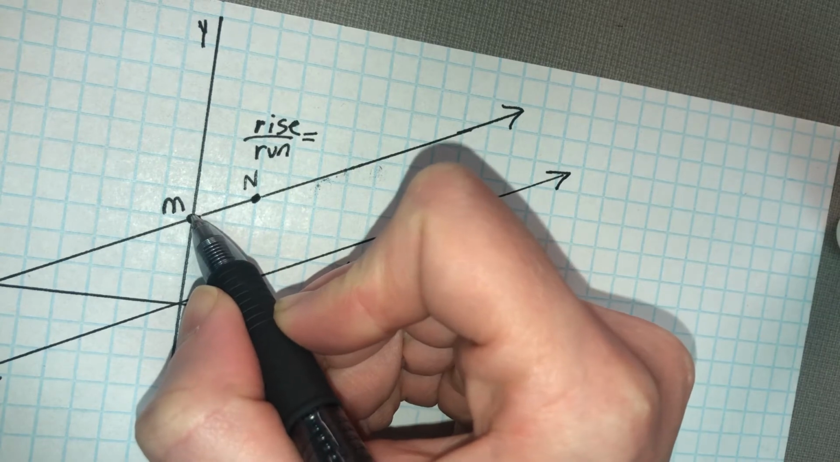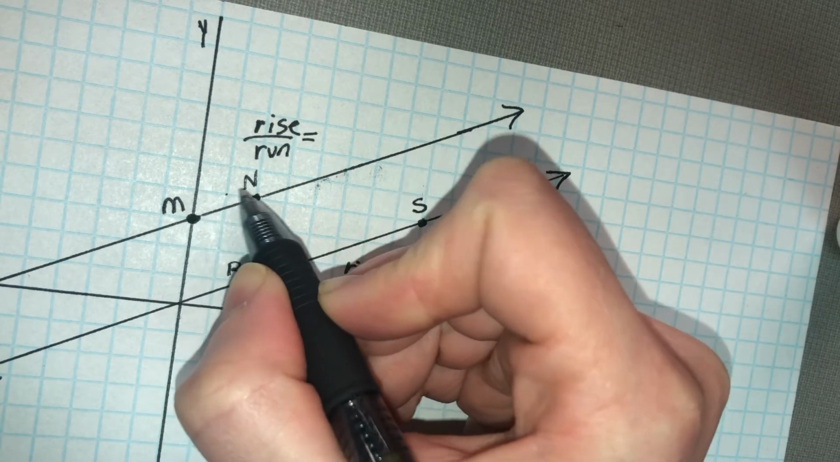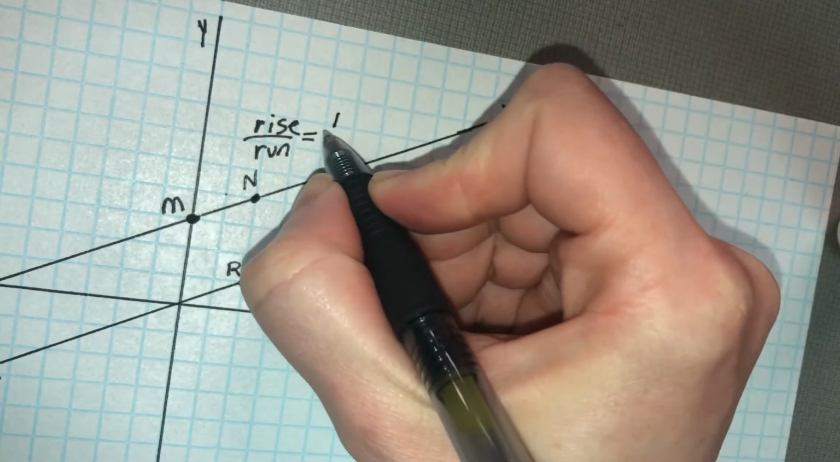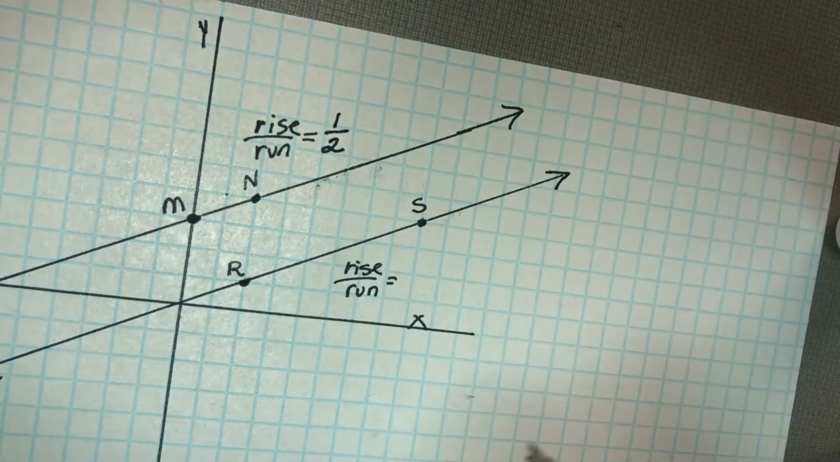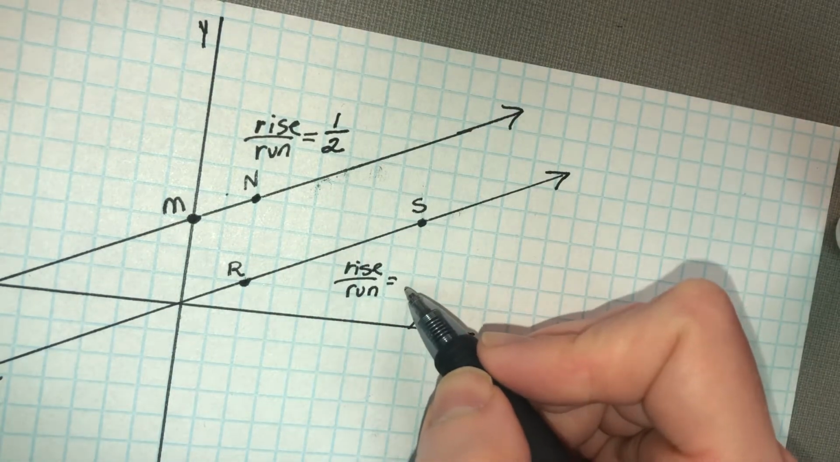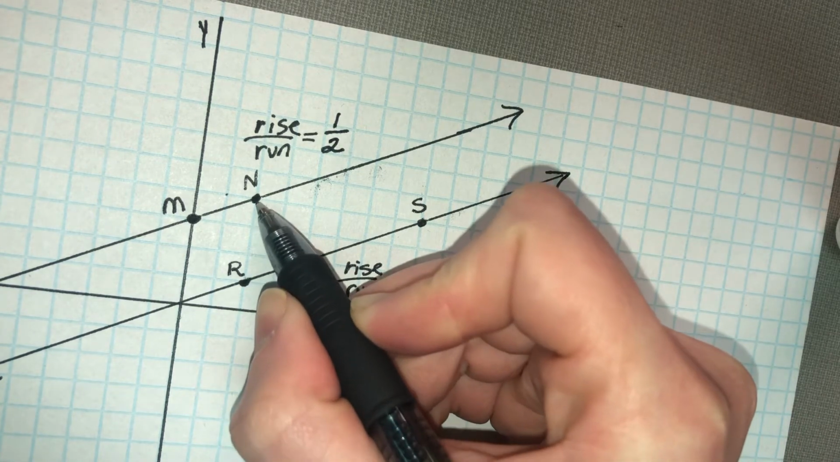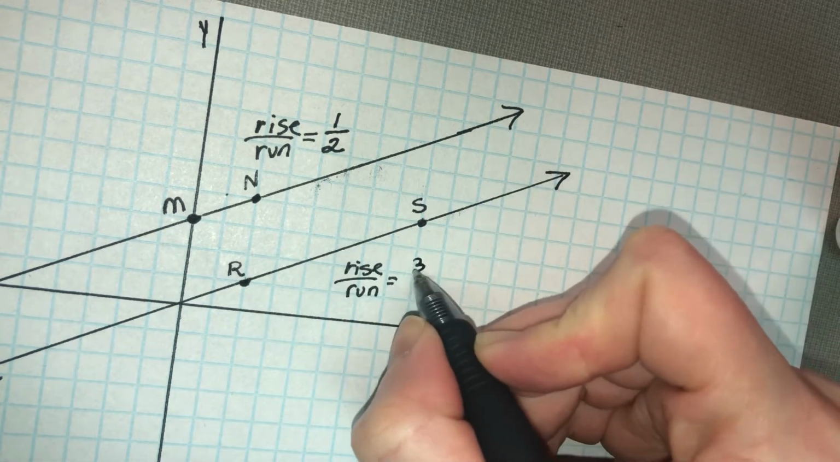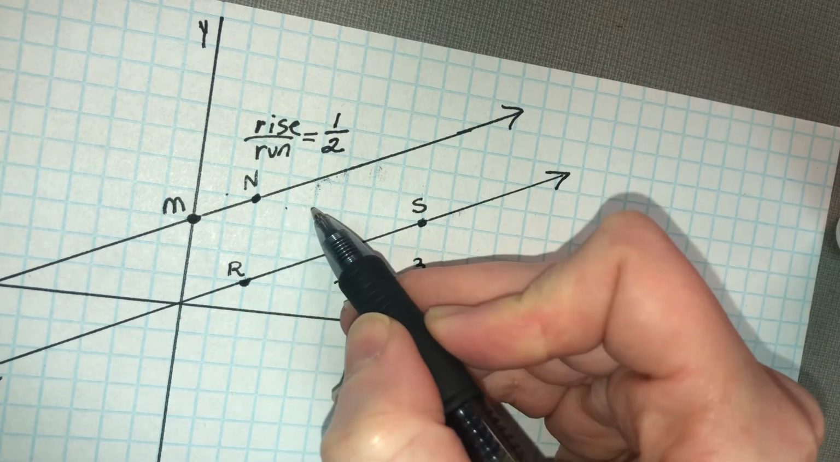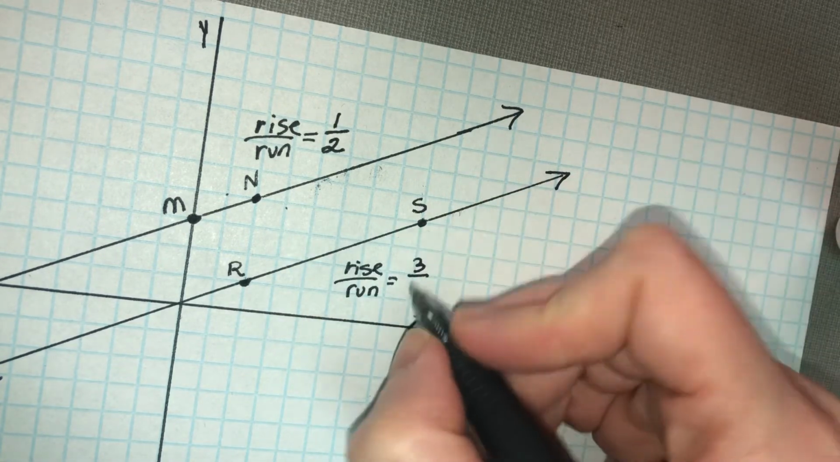From M to N, I count up 1, to the right 2. So the rise is 1 and the run is 2. Okay? Now I'm going to look at the rise over run for RS. I go up 1, 2, 3. So the rise is 3, and the run is 1, 2, 3, 4, 5, 6.